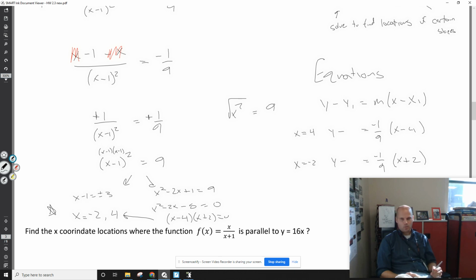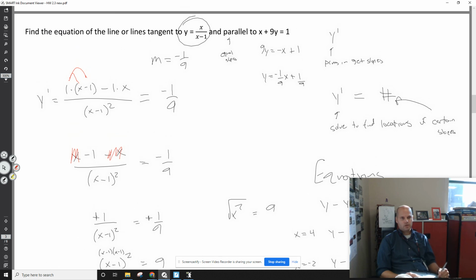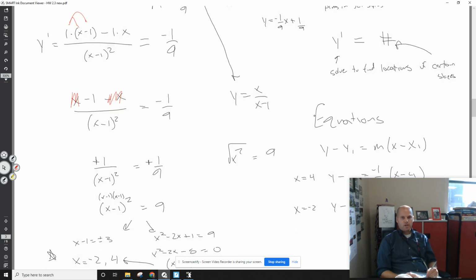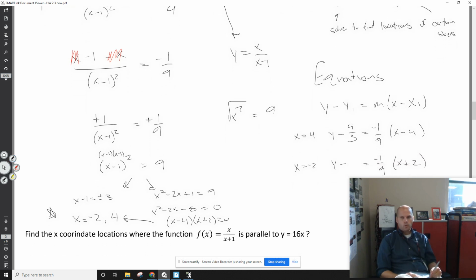All we actually need is the y coordinate. How do we get the y coordinate? We go back into the original equation, x over x minus 1. We plug in 4. 4 over 3. Is that the y coordinate? We plug in negative 2. Negative 2 over negative 3, which is positive 2/3. And boom, we have our equations.